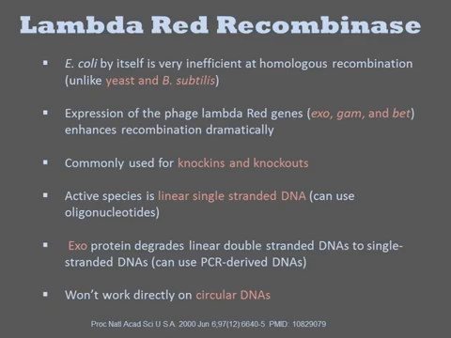Mechanistically, the recombinogenic species is a linear single-stranded DNA, such as oligonucleotides, that is introduced into the cell by transformation. Alternatively, the linear double-stranded DNA can be provided, and the exoprotein of lambda-red will degrade it into single-stranded molecules that can undergo recombination. Often that linear DNA is a PCR product. The method does not work directly on circular DNAs, but linear DNAs can be generated from circular DNAs by treatment with any of the various restriction enzymes.